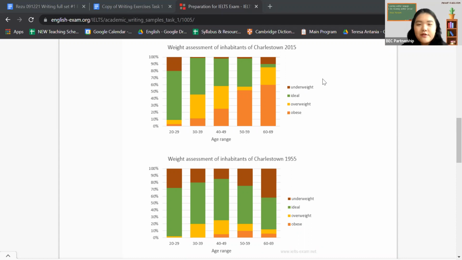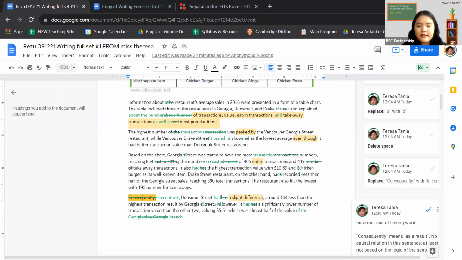You cannot say, for example, inhabitants of Charlestown became more unhealthy because in this modern era there are more fast foods. We cannot say that because we don't have the data here. Right? Okay. Yes, I understand. Okay, so that's about task achievement. I'll let you read this first. Is there any among these corrections that I made that you don't understand?